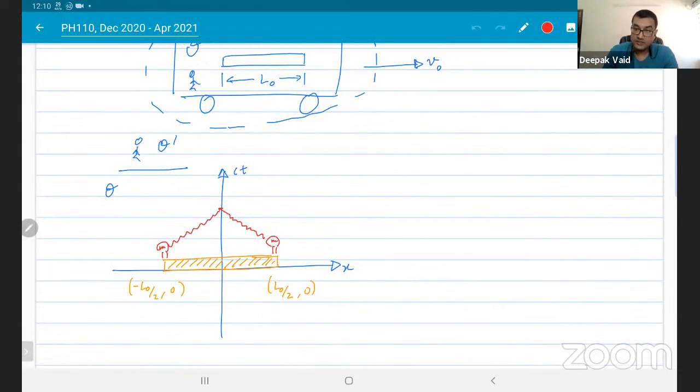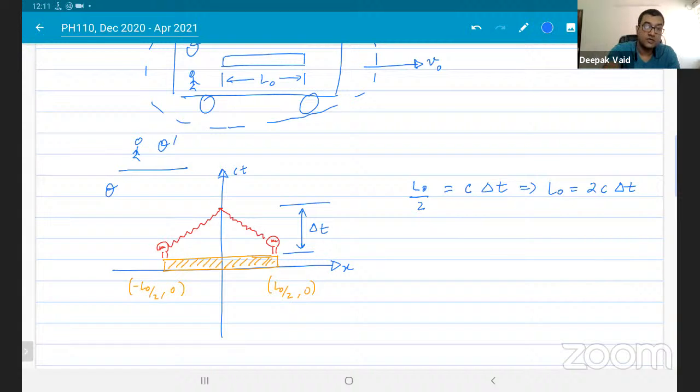So then what one does is measure the amount of time it took this light to travel from here to here. You measure this time, delta t, and from this measurement you can figure out that L0 by 2 is equal to c delta t. So L0 is equal to 2 times c delta t. Okay, so this is what it means to say that we are conducting a length measurement.